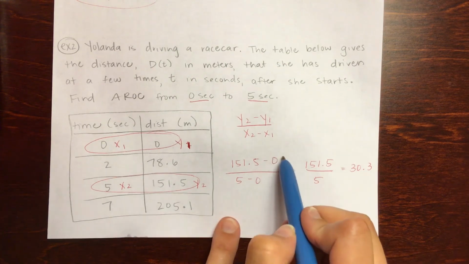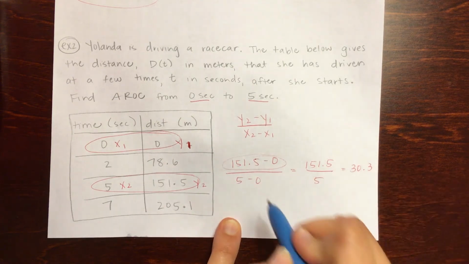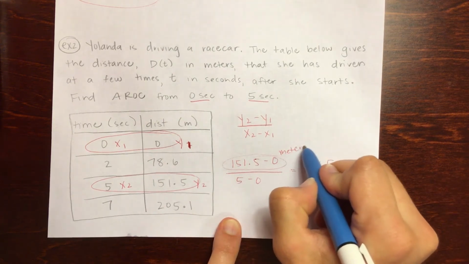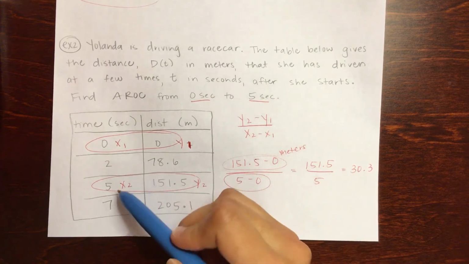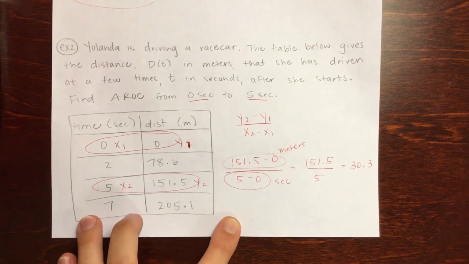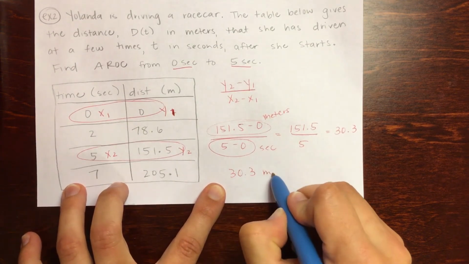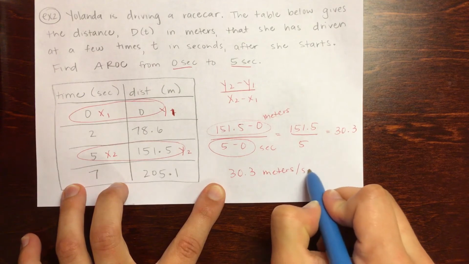So the units are, what was this? Meters. This was the distance that they had to travel. So that was meters. What was this? 5 and 0. Oh, those are seconds. So the average rate of change from 0 seconds to 5 seconds is 30.3 meters per second.